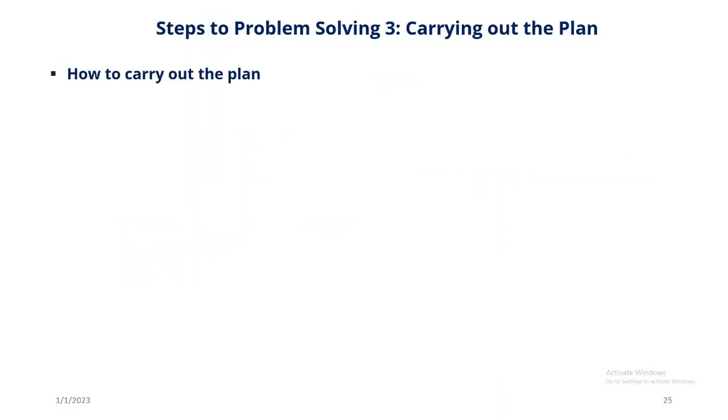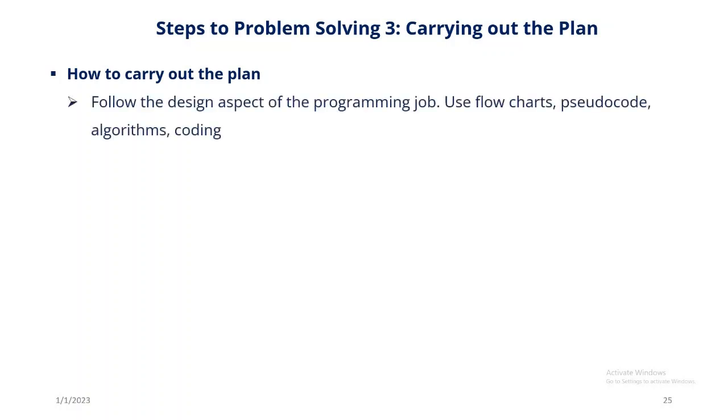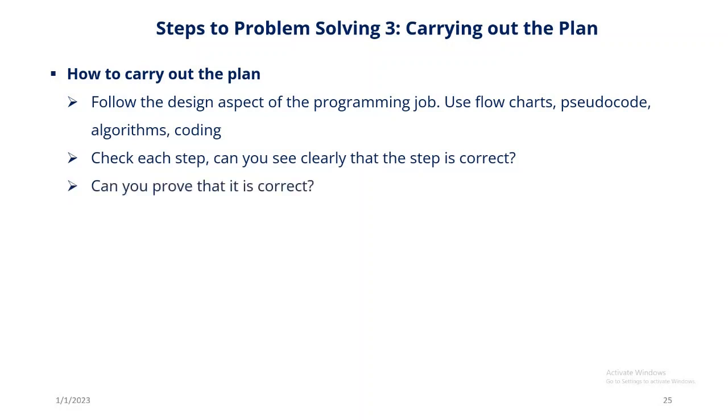So, how do you carry out the plan? This is where we begin to follow the design aspect of the programming job. Use flowcharts, pseudocodes, algorithms where necessary, and write your program code. Check each step. Can you see clearly that the step is correct? Can you prove that it is correct, either by using data to prove it or by proving it theoretically?